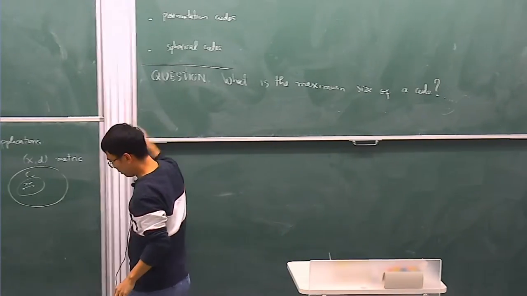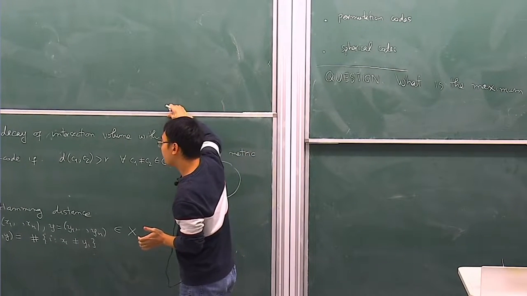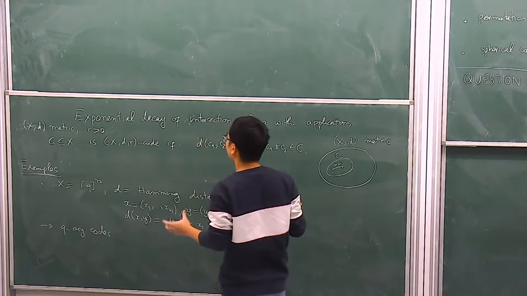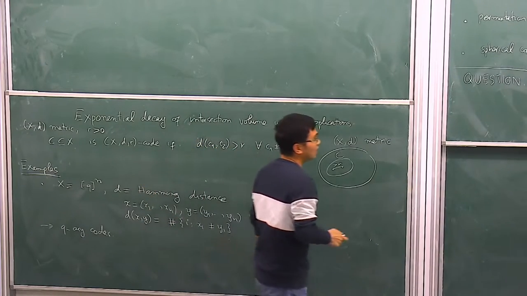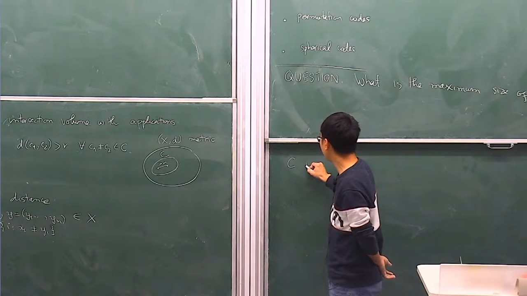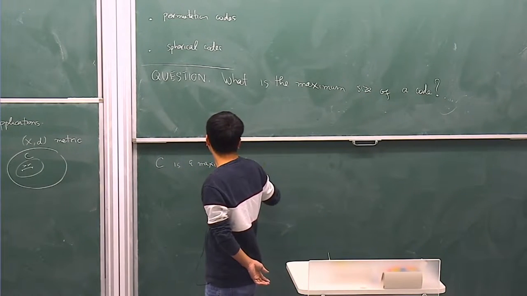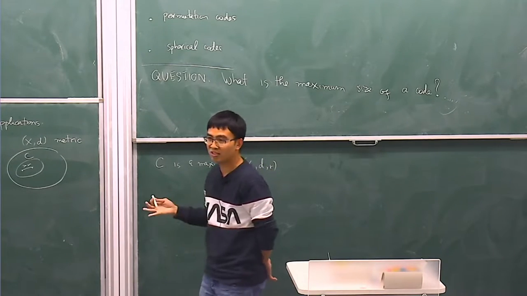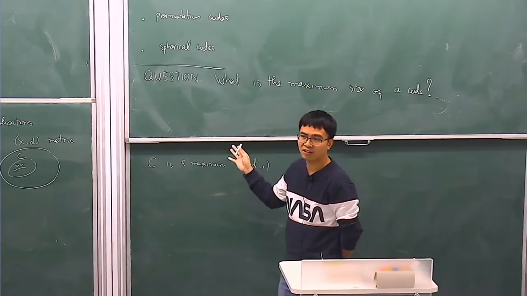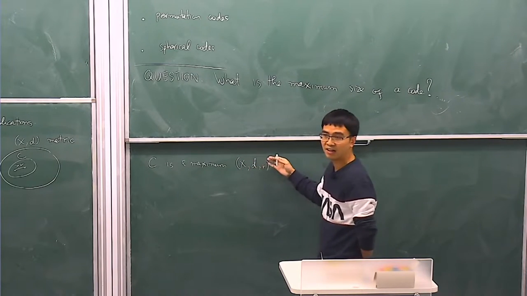So these are the questions. And so this is the definition of the code. How can we bound the size of the maximum Hamming code? So let C be a maximum Hamming code of maximum size. And let's say the space is finite, even though everything else I talk about makes sense for infinite as well, but let's focus on finite.